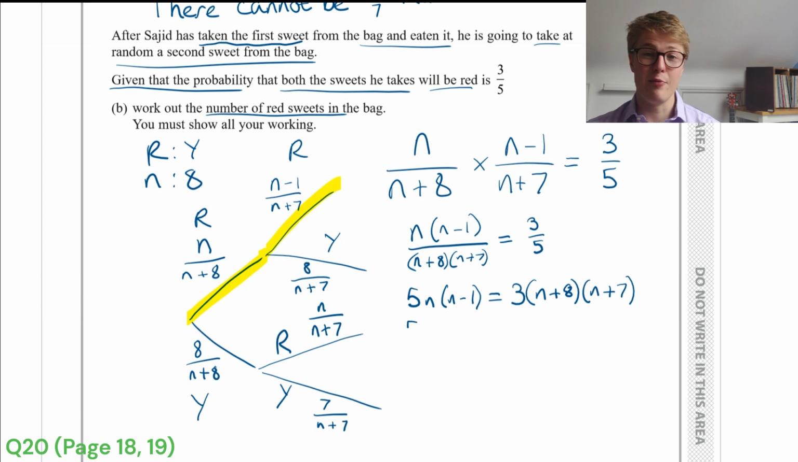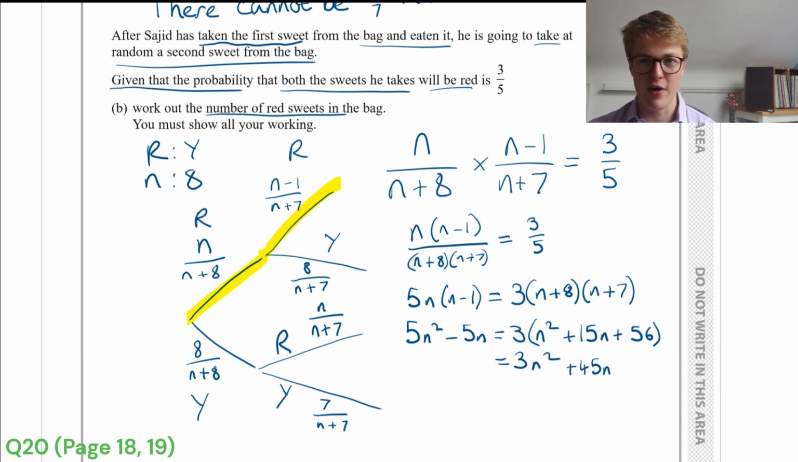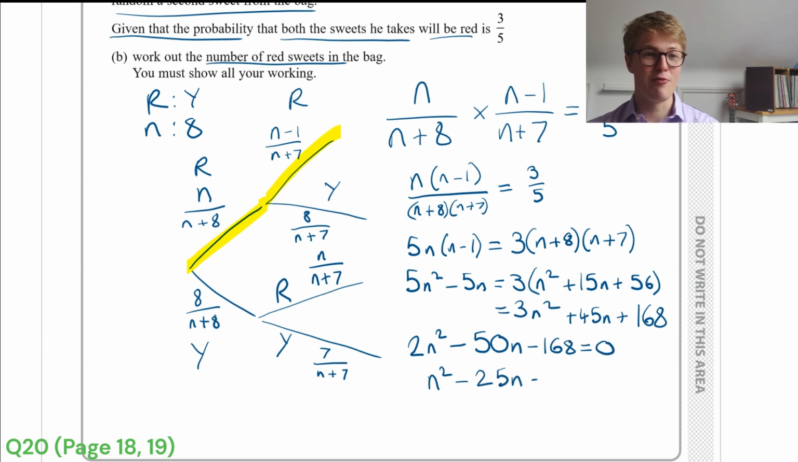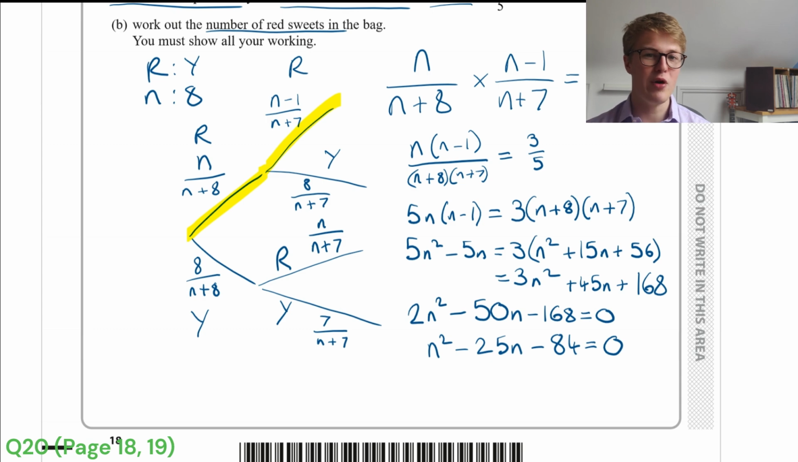Then we can expand, and we have 5n squared minus 5n is equal to 3n squared plus 15n plus 56, and this becomes 3n squared plus 45n plus 168. Then we can simplify, and we end up with 2n squared minus 50n minus 168 equals 0, and then we divide both sides by 2, so we get n squared minus 25n minus 84 is equal to 0.